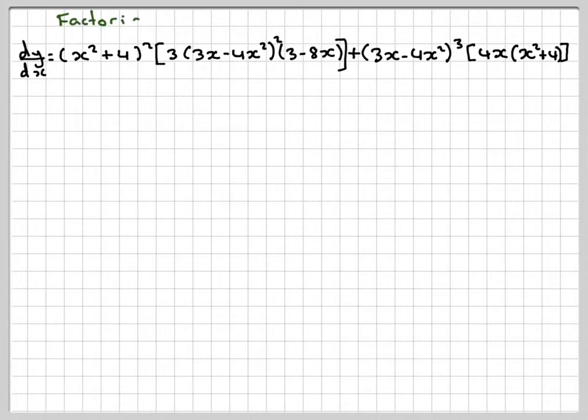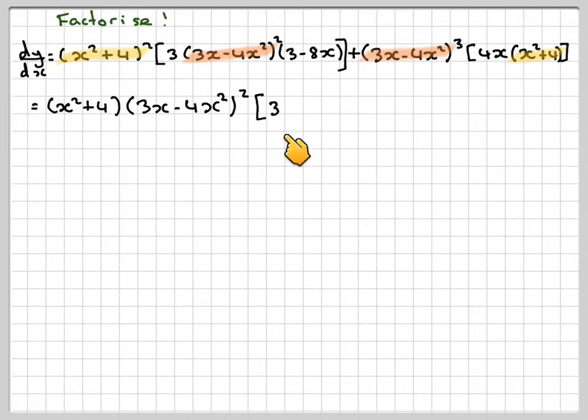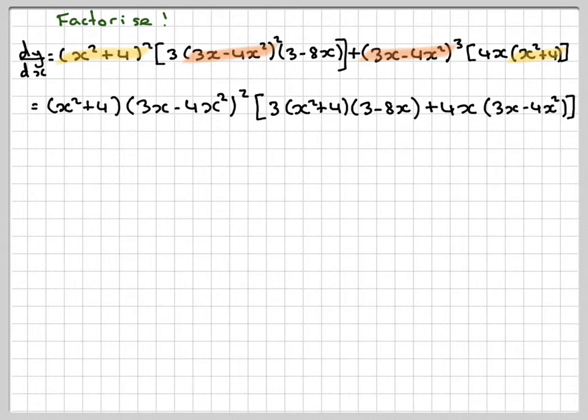Now the key here is to factorize, so you've got to look for common factors. We've got this to the power of 2 and this to the power of 1, so one of them can come out. We've got here to the power of 2 and power of 3, so the squared term can come out. And then in the bracket, you've got a 3 from there. You've got (x squared plus 4), because you've got 1 left there, and you've got (3 minus 8x). Then from over here, we have got a 4x, and then (3x minus 4x squared) all squared. This we will just leave as it is for the moment, although we will come back and look at this one again in a minute.